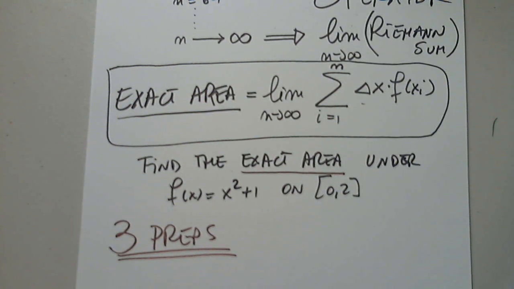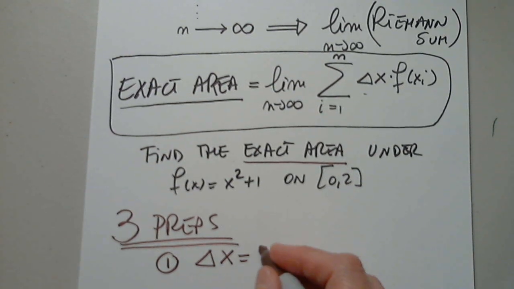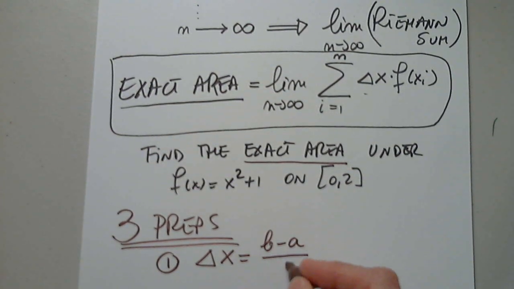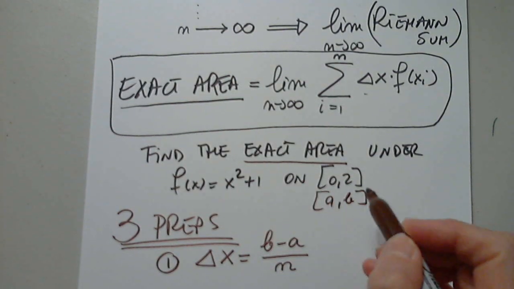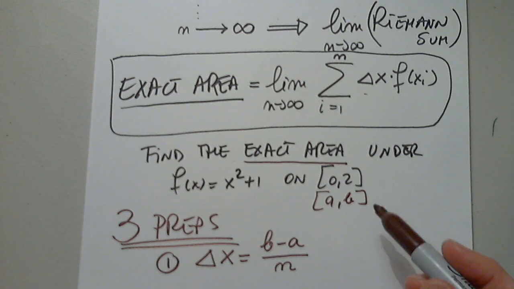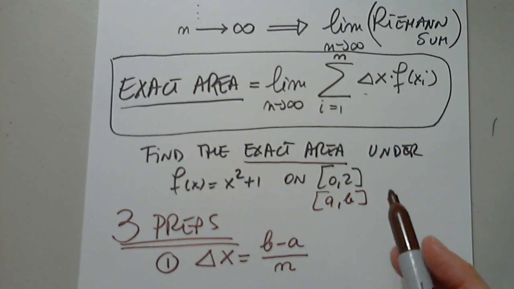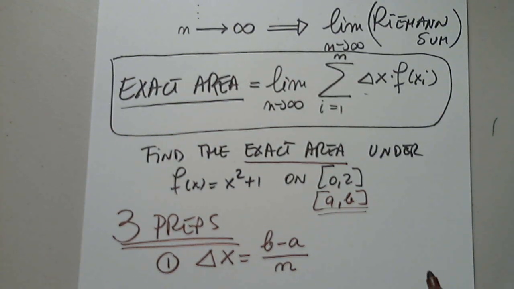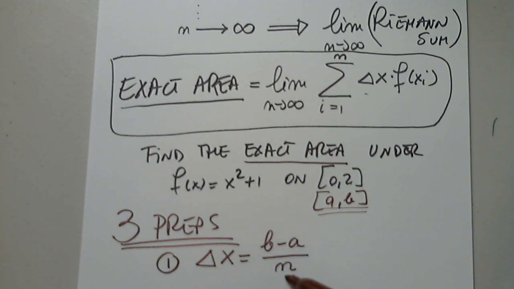Okay, now, so 3 preparations. Preparation number 1 has to be delta x first. So the definition is b minus a divided by n. This is the interval a comma b. Of course, we've used that for the intermediate value theorem, the mean value theorem, Rolle's theorem. That's always the same, a comma b. So b is 2, a is 0. 2 minus 0 over n. So this is 2 over n.